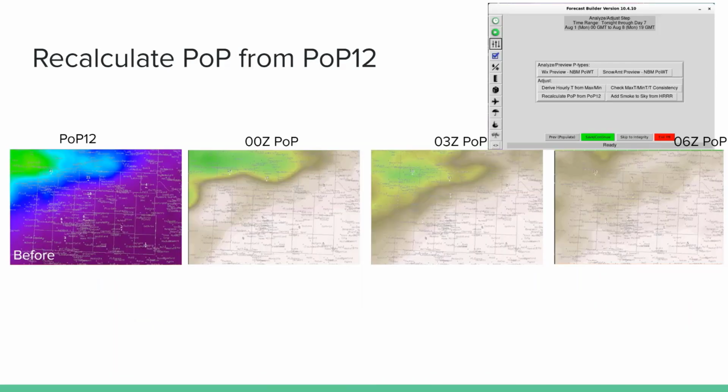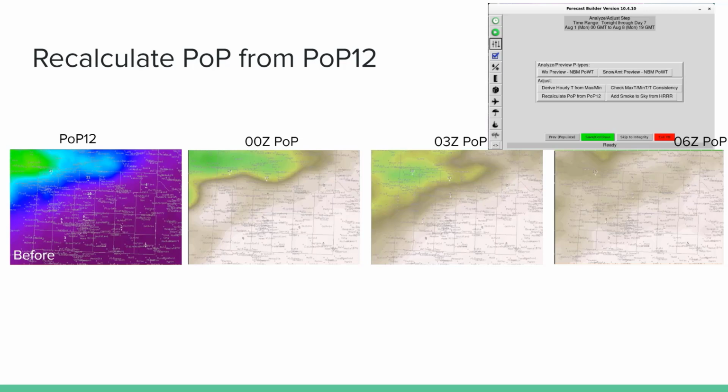Now, for those that have stuck around, let's talk about the Recalculate Pop from Pop 12 button. Let's say we're expecting a decaying MCS to move into the northwest corner of the forecast area. Shown is what was initially populated for both the Pop 12 grids and the floating 3-hourly grids from 0Z through 6Z.